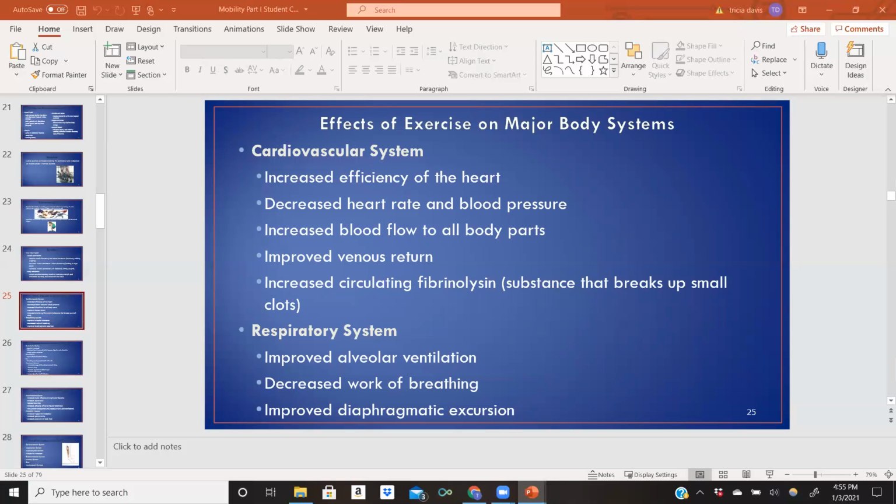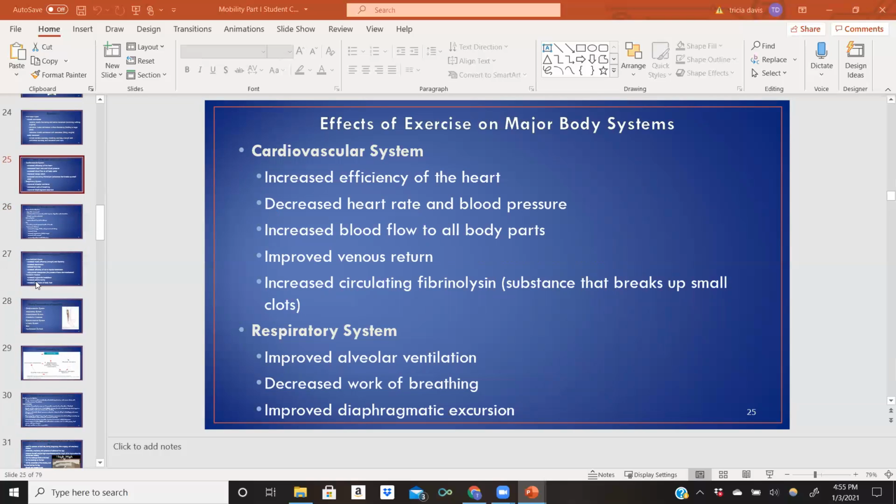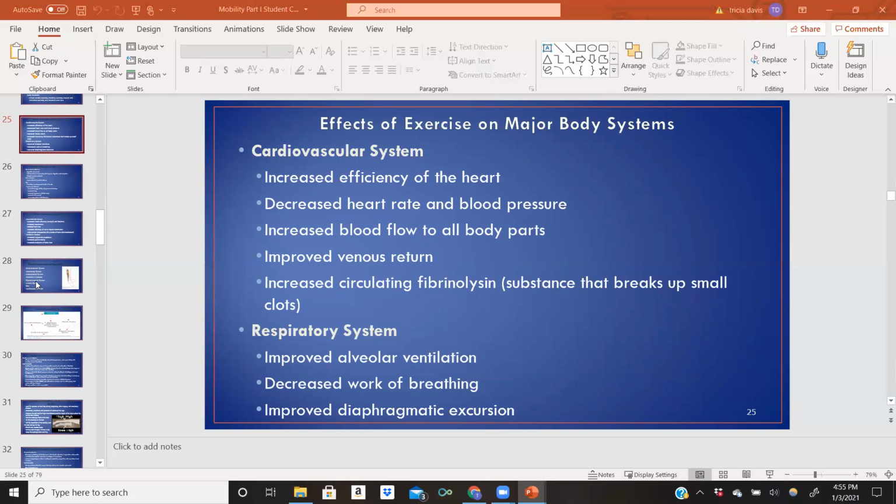So what effects does exercise have on the major body systems? So our cardiovascular system, what does it do for our heart? It increases the efficiency of our heartbeat, okay? It decreases our heart rate and our blood pressure. Why do you think it decreases? It decreases because it works more efficiently. So it doesn't have to work as fast or as hard because it works more efficiently.